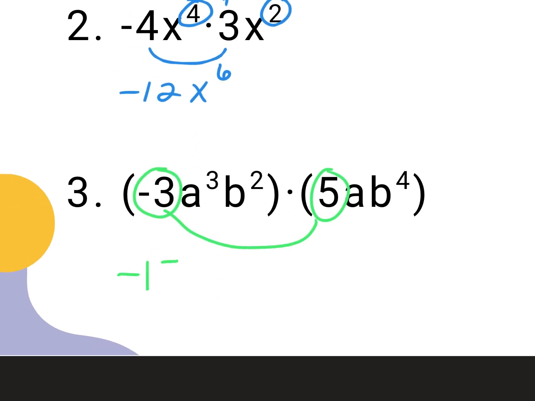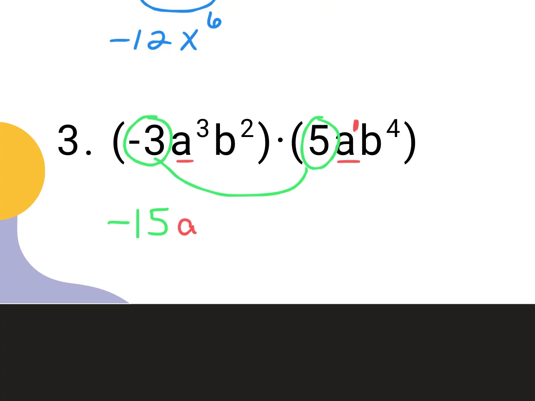Perfect, negative 15. Then I have the letter A. I got an A there and an A there. So I'm going to rewrite my A. But in order for me not to make a silly mistake, because there's a lot of places you can make silly mistakes here, I'm going to put a little 1 right here. Why am I putting a 1 on that A?